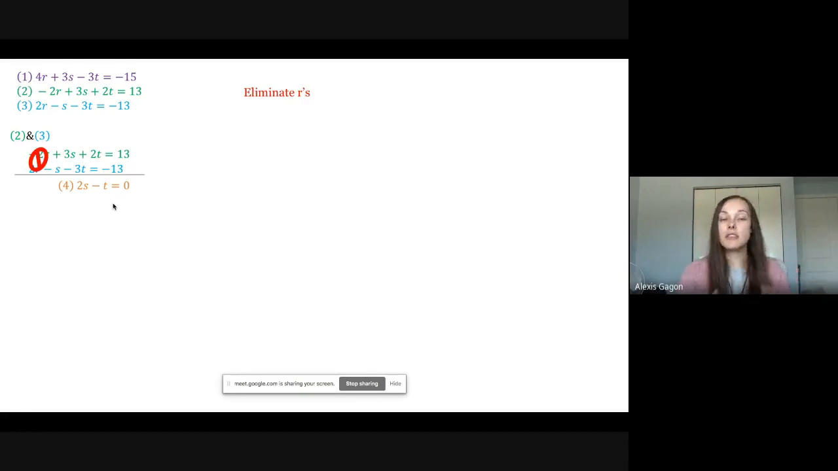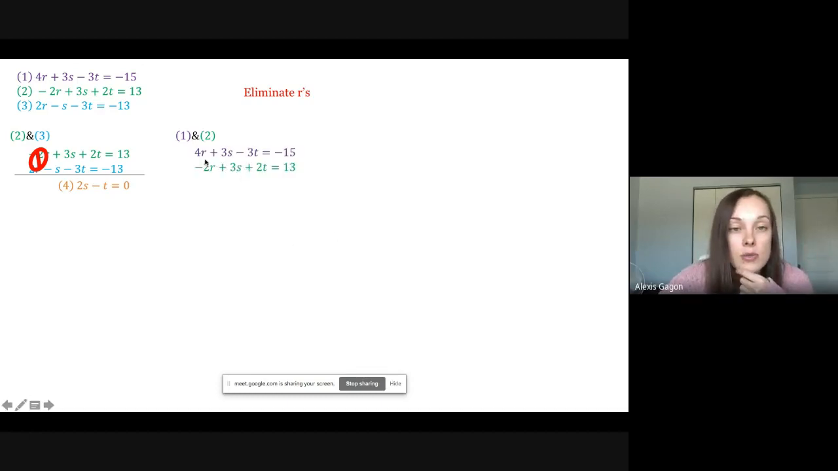Okay, and so we have this equation now that's in terms of s and t. I need to find another equation that will also be in terms of s and t. We've already used 2 and 3. I just have to use 1 also. So I can use 1 with 2, or I could use 1 with 3. It doesn't matter. So I'm going to say let's use 1 and 2 together.